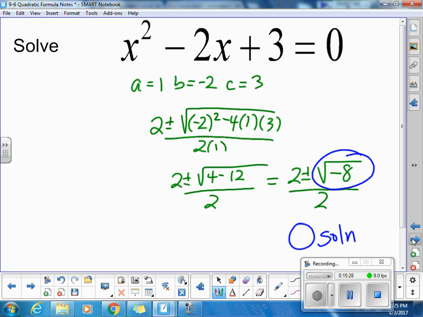So how many solutions can we have? We can have 0, 1, or 2, just like when we solved it by factoring.